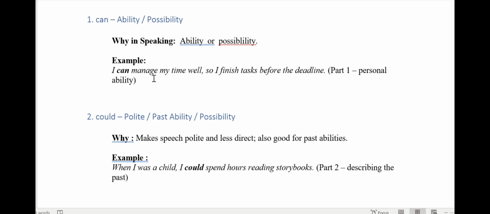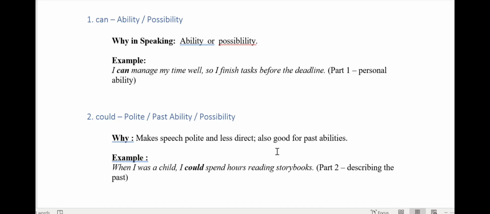Right. The second word is could. Could is polite. Could is past ability and could is possibility. Why do we use it? It makes the speech polite and less direct. Our tone should not be harsh. We need to be very polite. So it is the less direct tone and also good for past abilities.